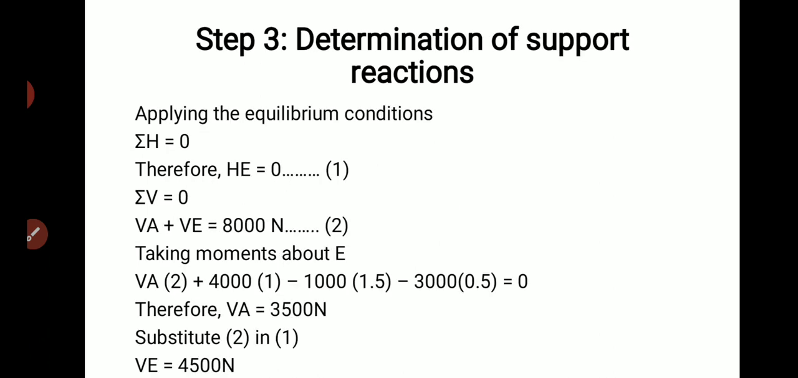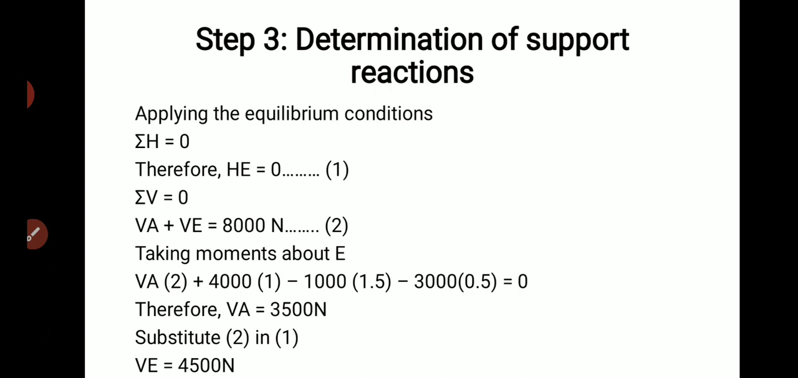So the next important step is the determination of support reactions. I need to apply the three equilibrium conditions here. Sigma H is equal to 0. The number of horizontal forces is only 1, so only HE is the horizontal force. Therefore HE is equal to 0. The next equilibrium condition is that the summation of all the vertical forces is equal to 0.